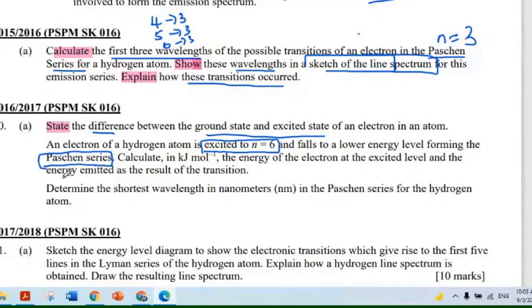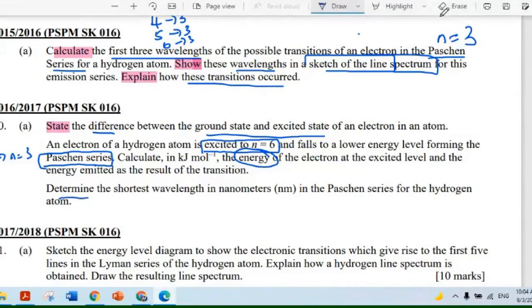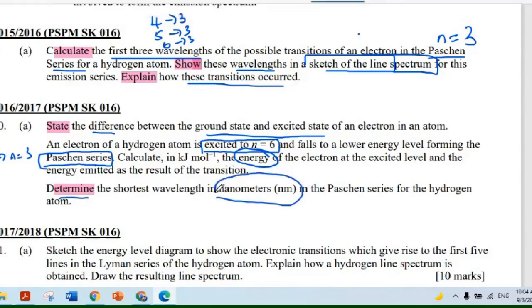Kita tahu N equal to 3. Okay. So dia nak kira apa? Kilojoule per mole, okay, untuk energi ya. Lepas tu dia nak tentukan apa? Tentukan yang paling pendek, in specific nanometer. This question nanometer. Okay, thank you Raya.